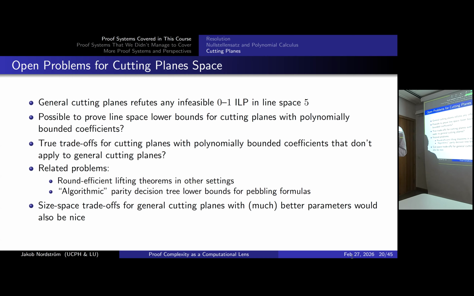And also, one thing that is related to the cutting plane size-space trade-off result that we saw, where we used the Göös-Pitassi-Watson celebrated lifting paper but added round efficiency: I think it's an interesting question to ask for other types of lifting theorems. Where could you potentially get new applications if you made these simulation theorems round efficient? And we saw the size-space trade-offs for general cutting planes, but the parameters were pretty poor. Again, because of the parameters of the lifting, it would be nice to improve this.